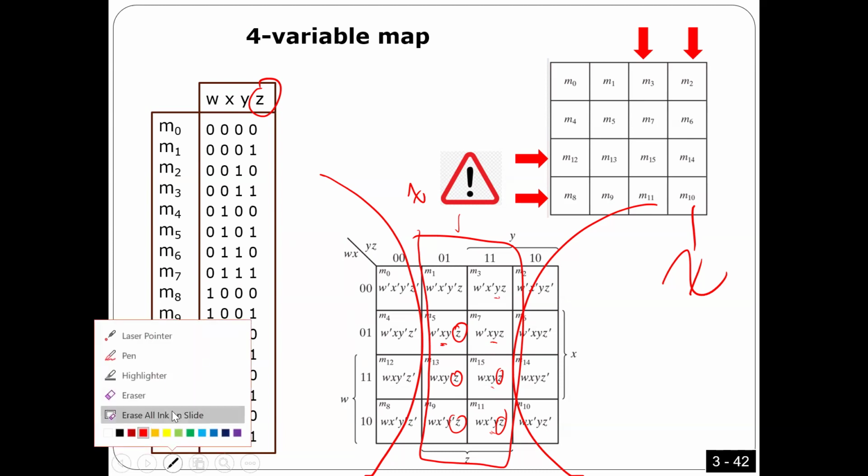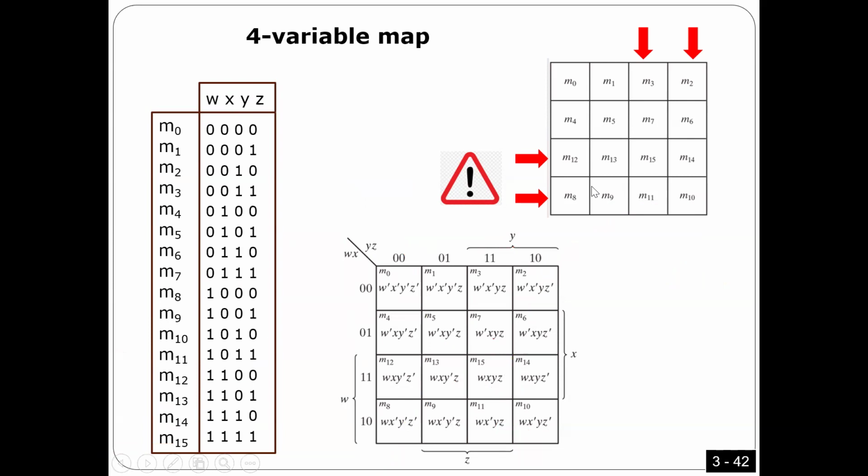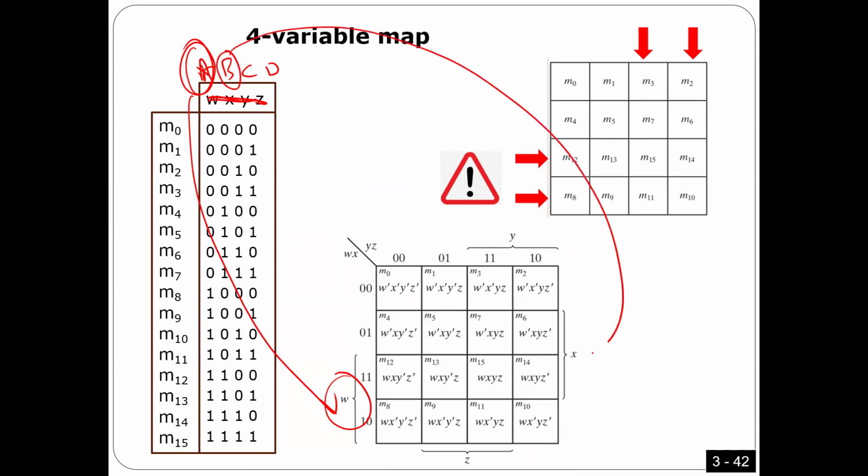Okay, so I'm going to say it again, guys. For example, if I change W, X, Y, Z and call it A, B, C, D, whatever you have first should be here, W. Then whatever you have second should come here, X. The third one has to be here, Y. And the least significant bit has to be Z. You understand what I'm saying?